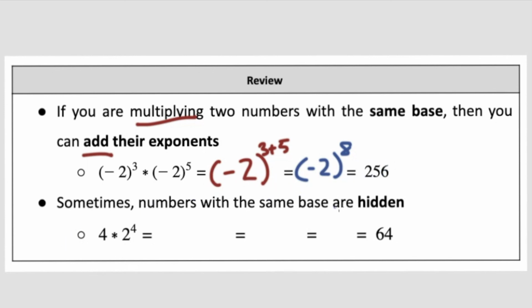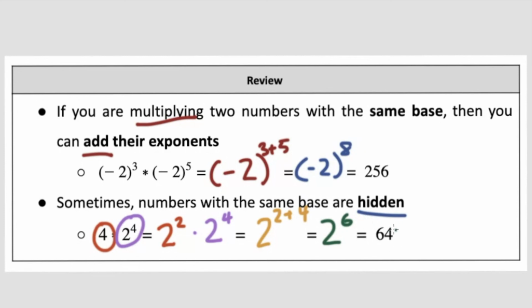Sometimes numbers with the same base are hidden. We learned that with example 4. For example, if you have 4 times 2 to the power of 4, what do you think might be hidden here? Well, I see the 4 right here, and I immediately think, oh, that's 2 to the power of 2. Once you do this more often, you will see these patterns more and more often. I can do that times 2 to the power of 4. That's this one right here. And when I multiply them together, because I'm adding the exponents, I get 2 to the power of 2 plus 4, which is equal to 2 to the power of 6, which is 64.